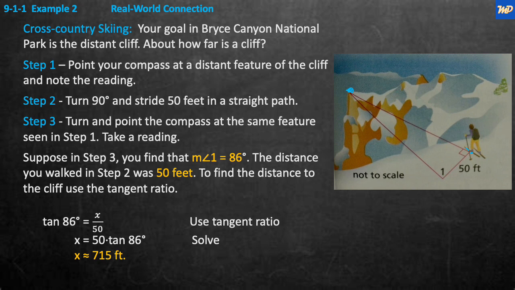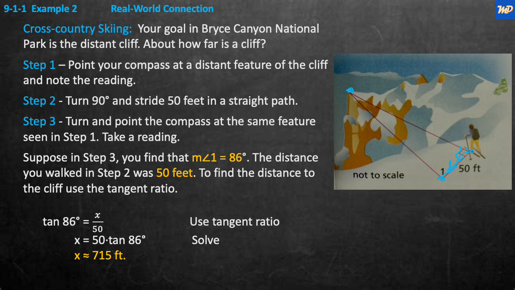Then it says turn 90 degrees. So you make a turn to face this direction here, 90 degrees, and stride out 50 feet in a straight path. So you're going to travel along 50 feet right over here to this point, point 1. So he measured here over to the cliff, then he turned exactly 90 degrees and stepped off 50 feet.